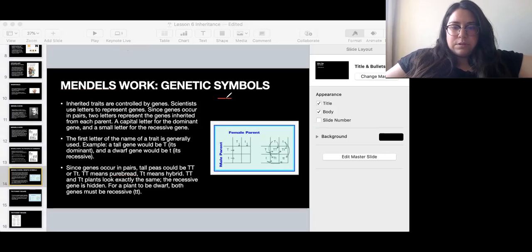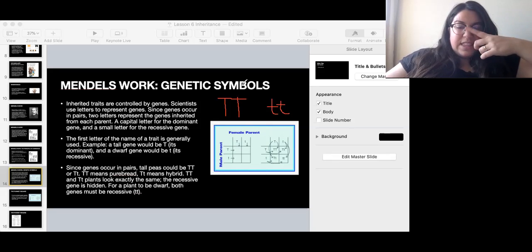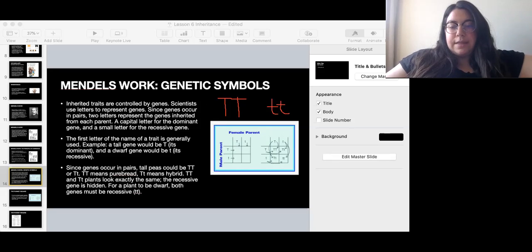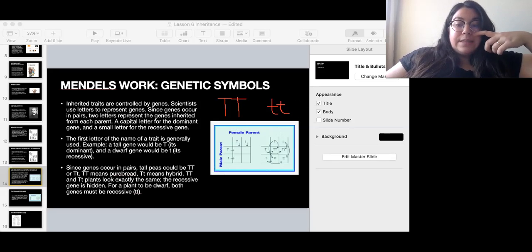I'm gonna draw a capital T, and then a dwarf gene would be a lowercase t, okay? But since genes happen in pairs, you would have to use it like this, double T, TT, okay? And then there's one thing. This is, for example, a purebred plant, and this one too. So this is a purebred plant that's tall, and then this is a purebred plant that's dwarf or short, right? Because we call them purebred because they have the same genes.